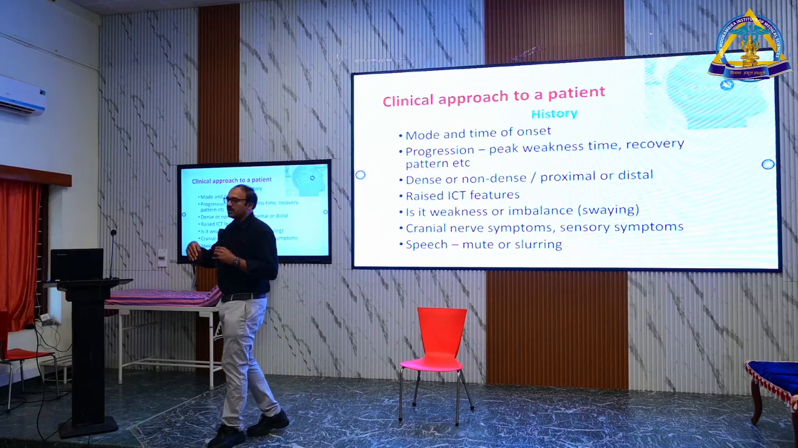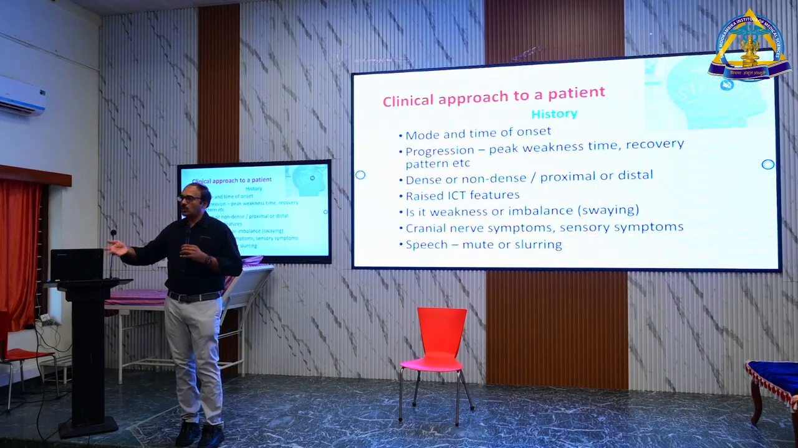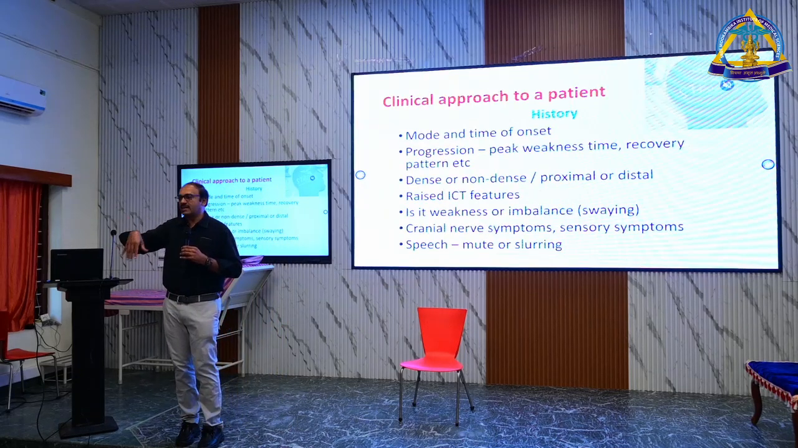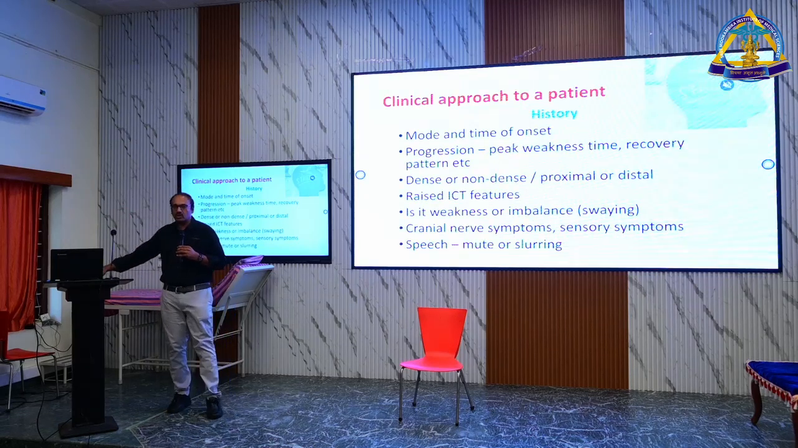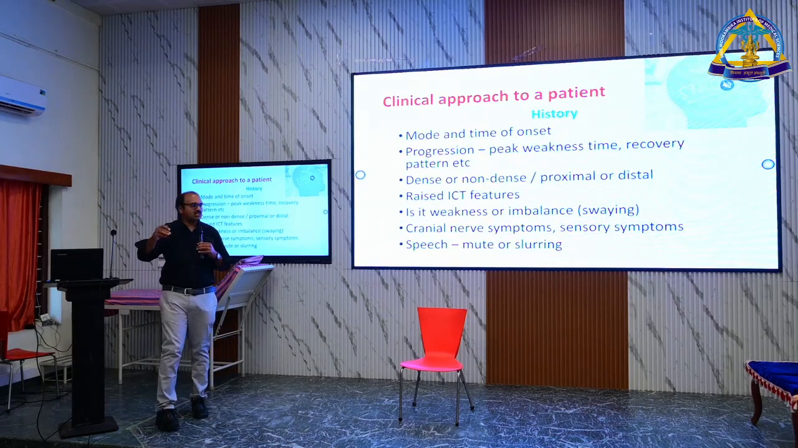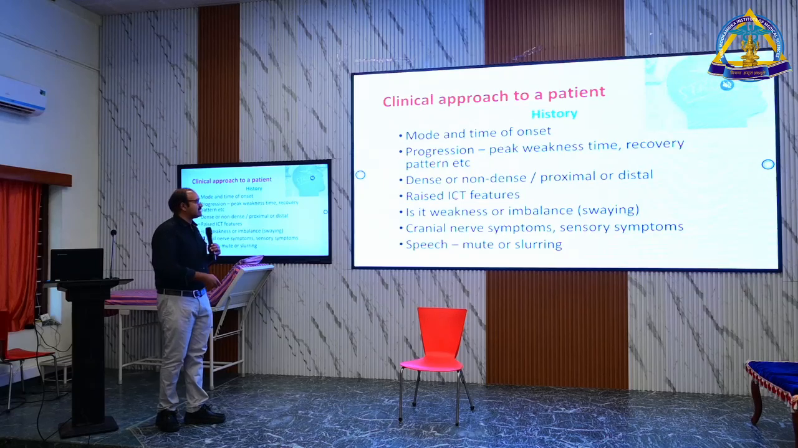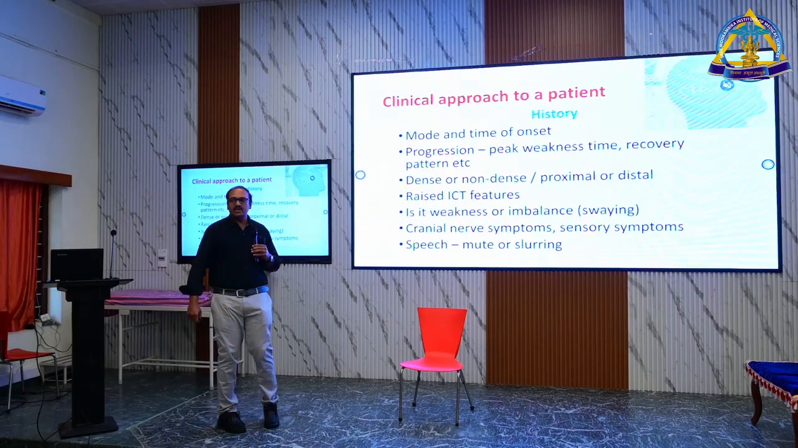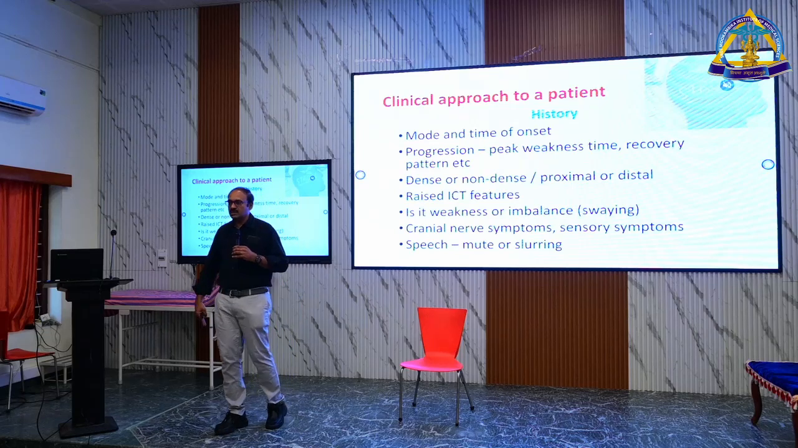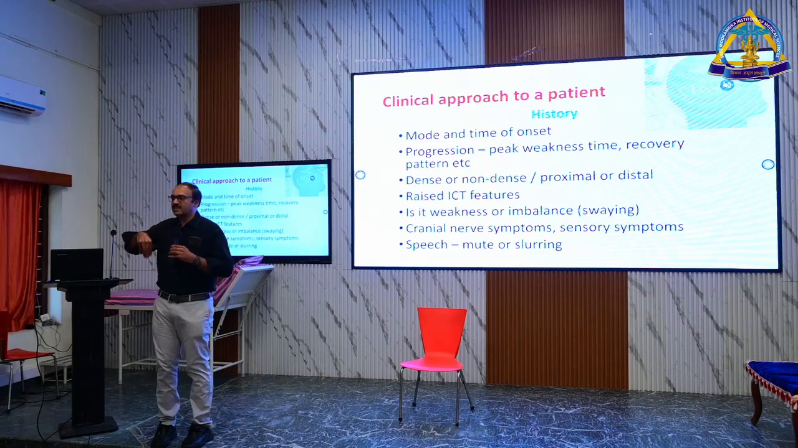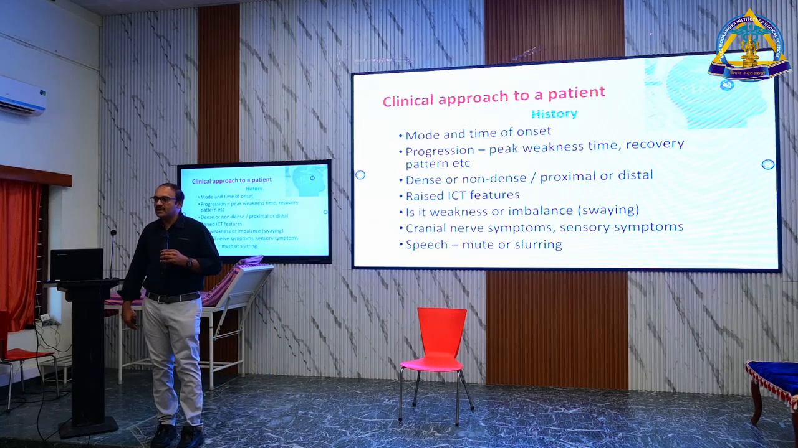When the weakness occurred, was it more in the upper limb or lower limb, or initially upper limb, then lower limb? So the natural history of the illness is important. You have to carefully analyze the mode of progression of the disease. Then you can say it is dense or non-dense. What is the relevance of that? Dense means upper limb and lower limb are uniformly affected. Non-dense means one more than the other, which favors a cortical lesion. Cortical lesion is not dense. Internal capsule and brainstem lesions are dense.